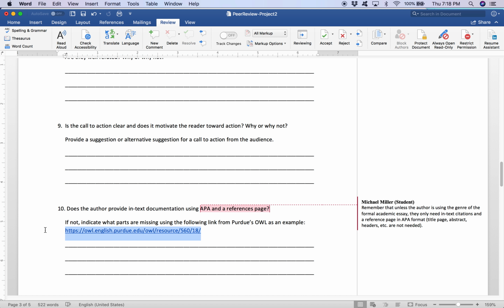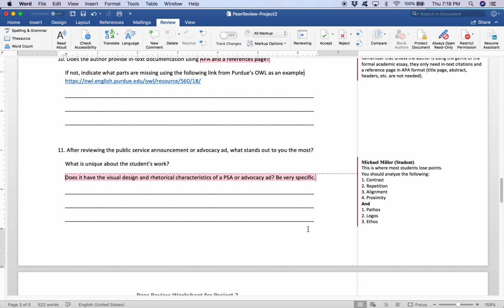And again, we've provided a direct link to Purdue OWL's website. So you don't need to be an expert, but you should be able to quickly click on that link and compare and contrast your peers' in-text citations and the reference page to the examples provided, and to be able to point out any potential issues or misses that they may experience.